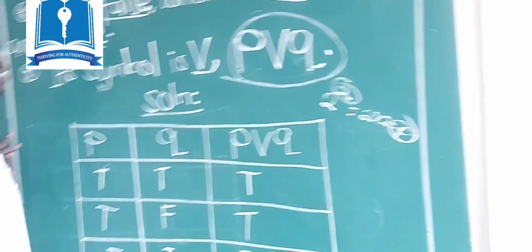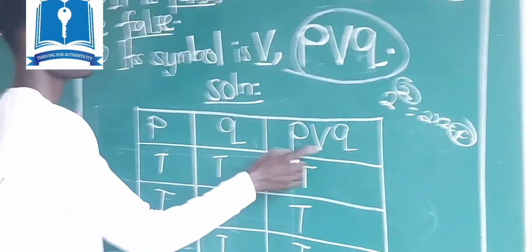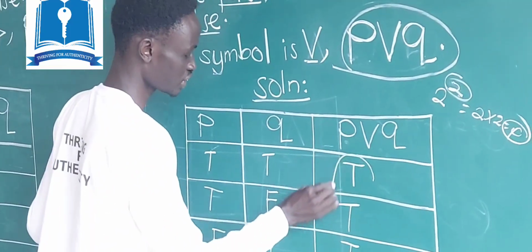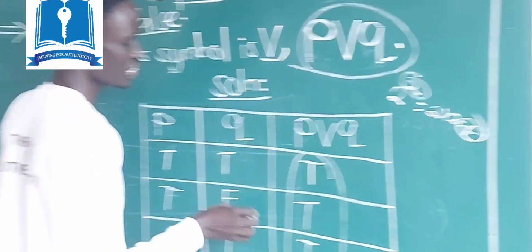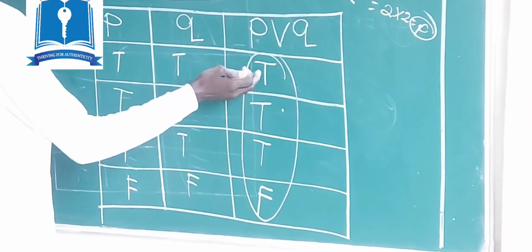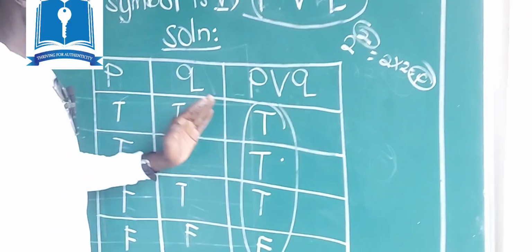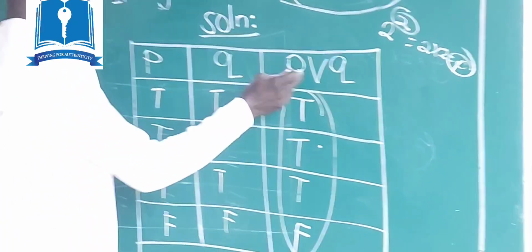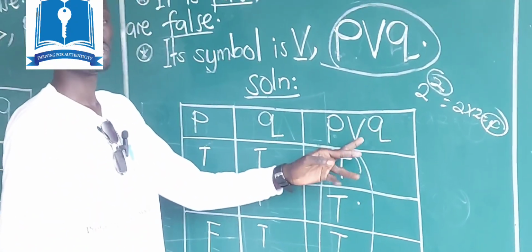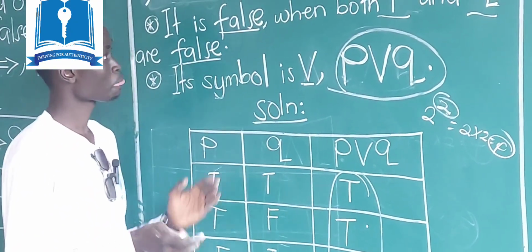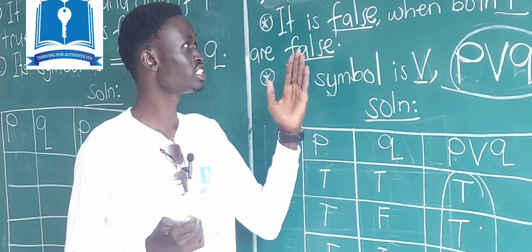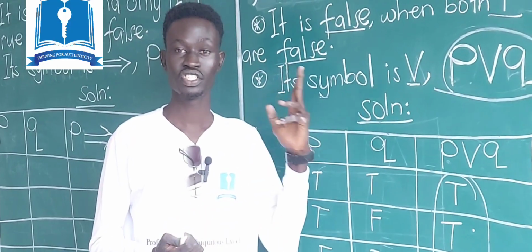So, since we are looking for this, okay, this is the answer. Okay, this is the answer. So, true, false. So, this is the answer for P, disjunction, Q. So, this is an example. This is a connective, which is disjunction.